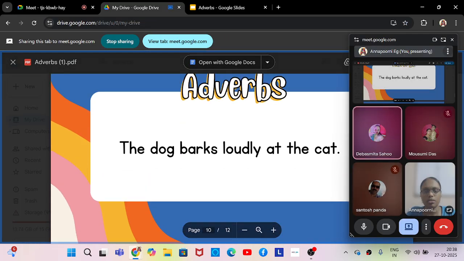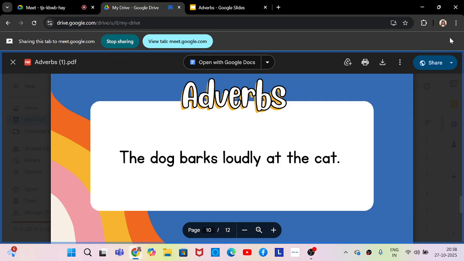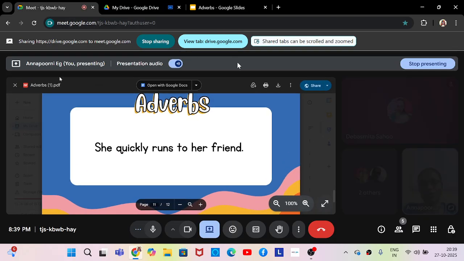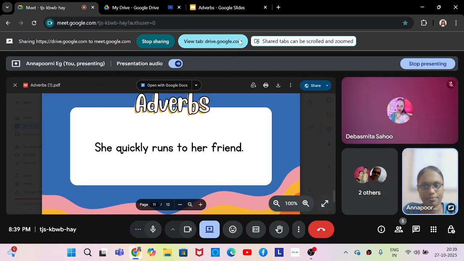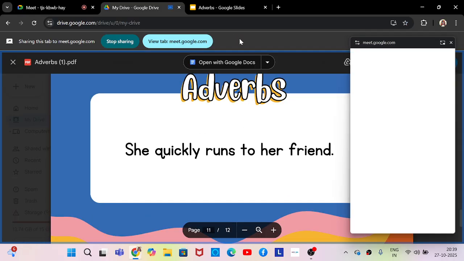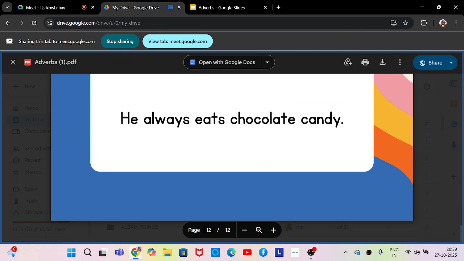Moving down. Yes, Devasmita, you can read this. The dog barks loudly at the cat. Okay. So इसमें adverb क्या है? Loudly. Very good. So the dog barks. How does the dog bark? It barks loudly. So loudly is the adverb. Samshipta, next one. She quickly runs to her friend. Here, the adverb is quickly. Very good.